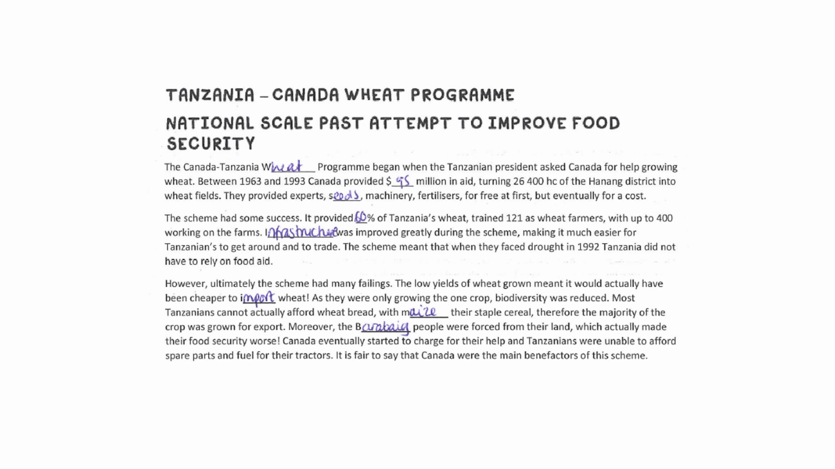So the scheme had some success. It provided 60% of Tanzania's wheat, trained 121 as wheat farmers, and had up to 400 people working on the farms.